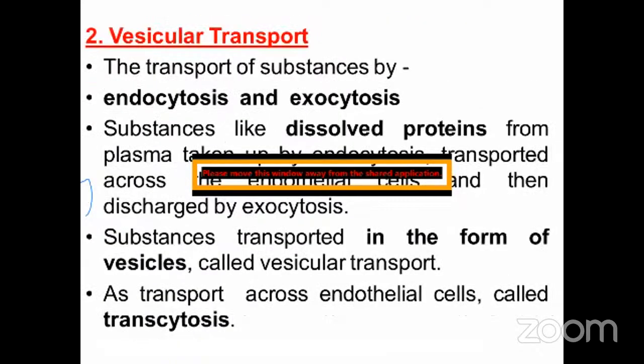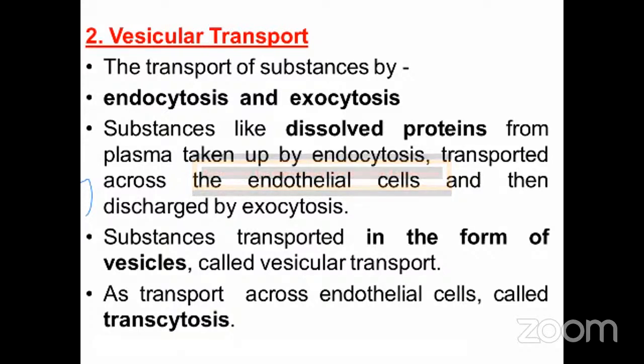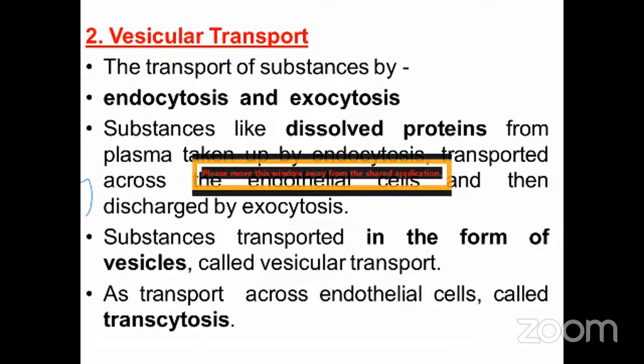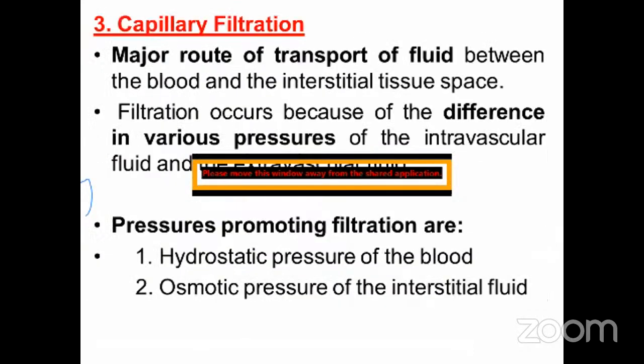Second is vesicular transport, by two ways, endocytosis and exocytosis. Endocytosis is the taking in of dissolved plasma proteins, and removal out by way of exocytosis. Substances are transported in the form of vesicles. So this is called vesicular transport, and this is also across the endothelial cells for transcytosis.